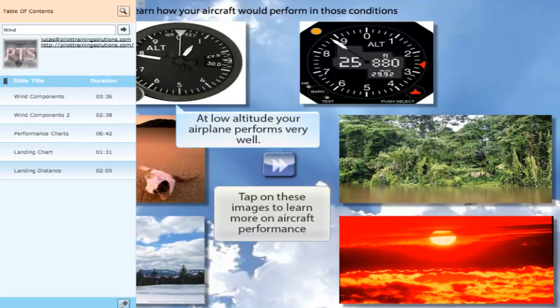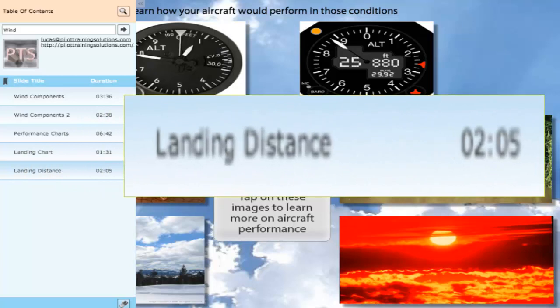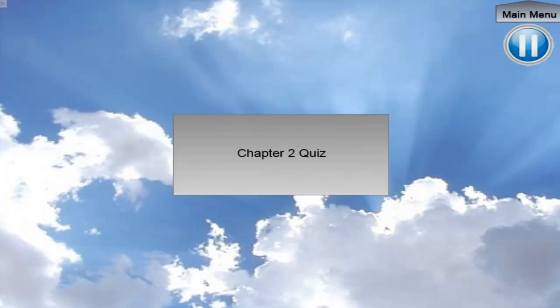Now the table of contents will only show the slides where wind is either part of the title or is contained anywhere in the text of the slide. And that is why here you can see the landing distance slide. Wind will be discussed in it, as it will affect landing performance. At the end of each chapter, you will find a 10-question quiz taken directly from the known bank of questions of the FAA. The 10 questions are randomly selected every time the quiz is generated.